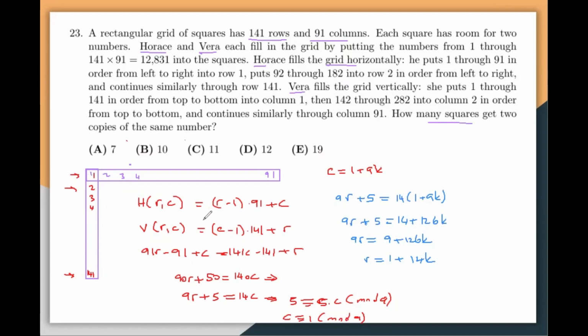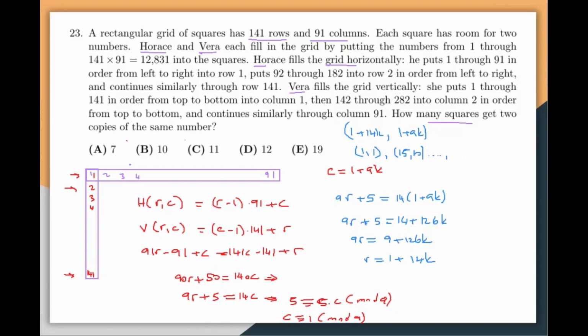So the question is basically, we are looking for R comma C to be the same number. So 1 plus 14K is my R, and C is 1 plus 9K. So we can just plug things in. If I choose K as 0, then you get 1 comma 1, which is obviously the first one. And if I choose, let's say, 1, you get 14 plus 1 is 15, and then you get 10, so that should be another one. You can just list these if you want to, to count how many there are.